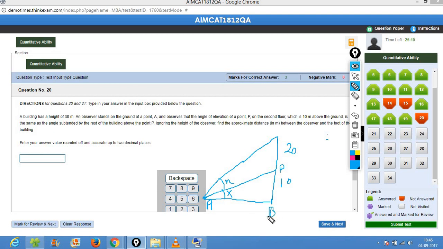Suppose this is B, this is C. Okay, fine. What I have to find out? Approximate distance between the observer and photo. I have to find out the AB. AB is unknown. Okay, let's see. Let's try to do something out of the box.